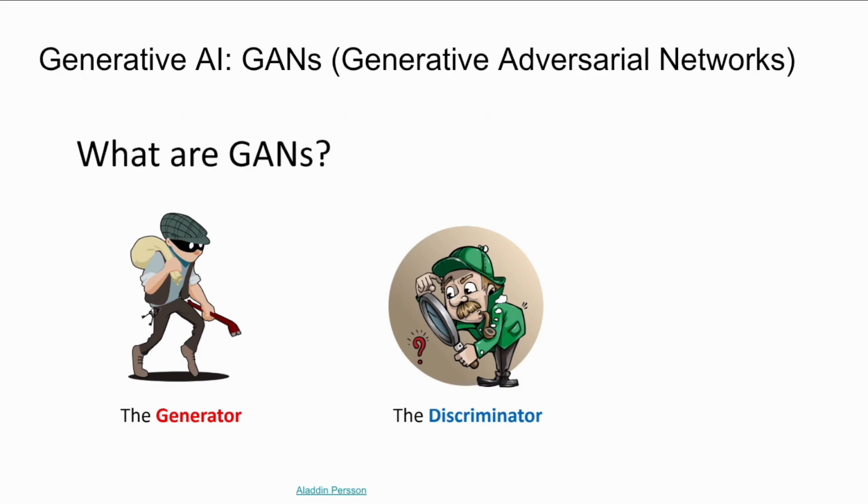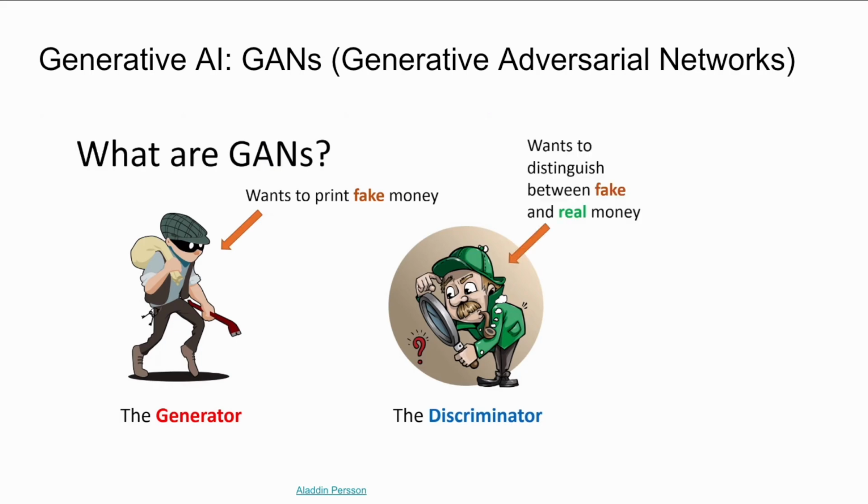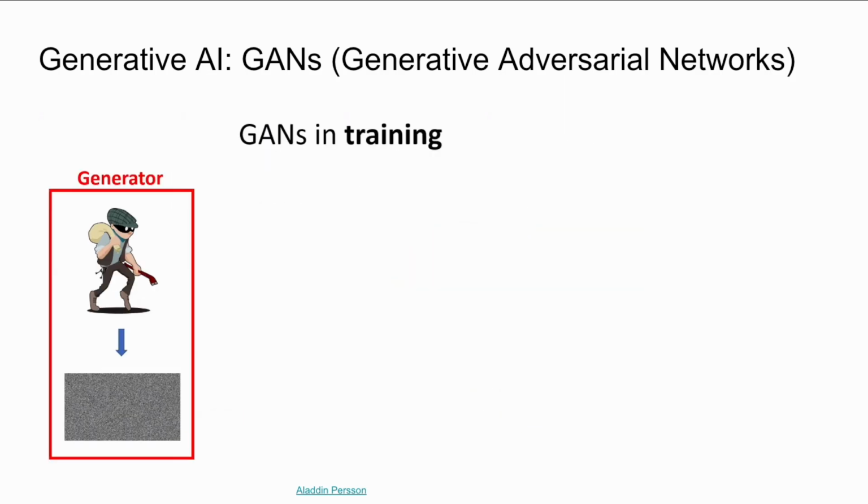To give an example of the game that they can play, let's say that the generator wants to print fake money, and the discriminator wants to be able to distinguish between fake and real money. So in the training process of GANs, the generator is trying to print, let's say, a $100 bill, but all it comes up with in the beginning is something that looks like the bottom left of the slide, just some random noise, because it's very bad initially.